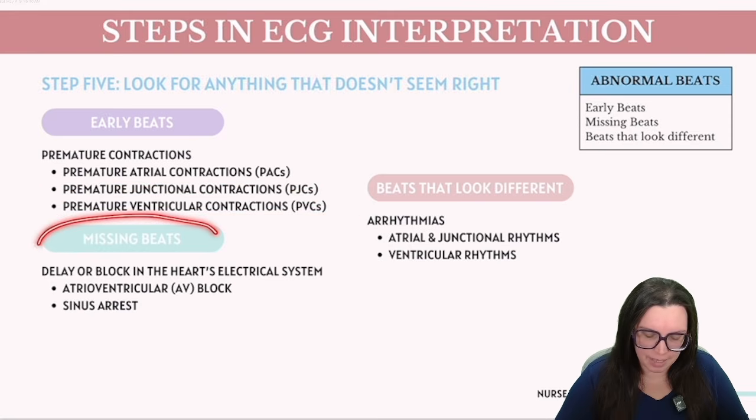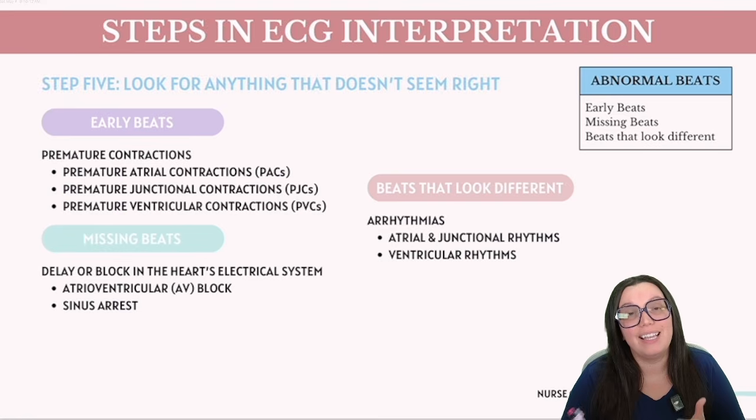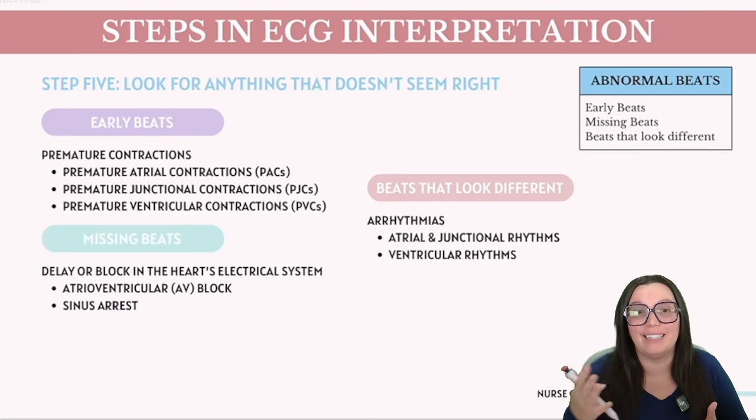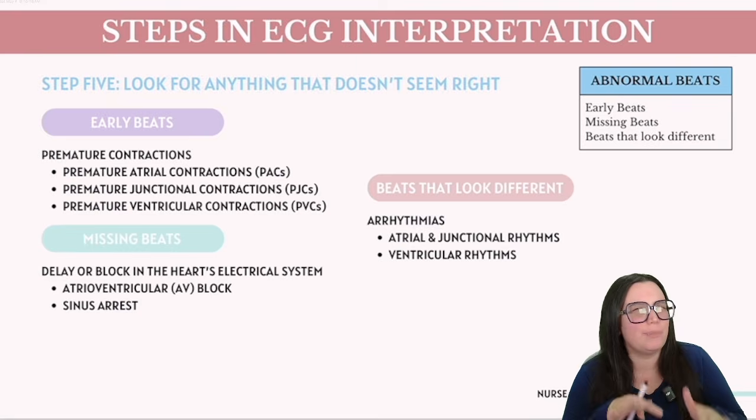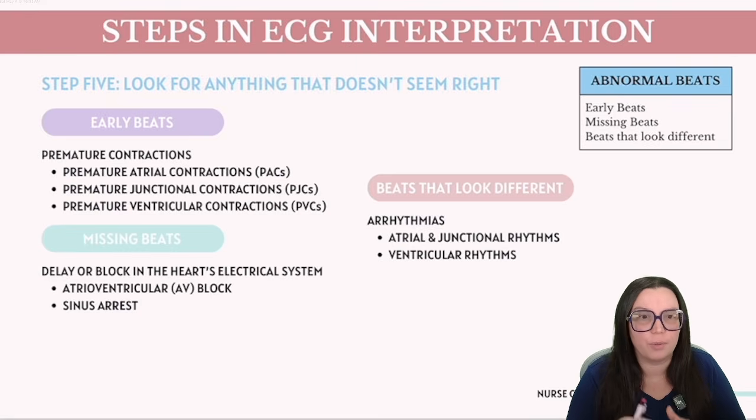Anytime we're looking at some kind of missing beat or pauses, it can suggest that we're looking at a delay or block in the heart's electrical system, potentially pointing to an atrioventricular block or even a sinus arrest, where the heart skips a beat or more due to the disruption of the heart's rhythm.